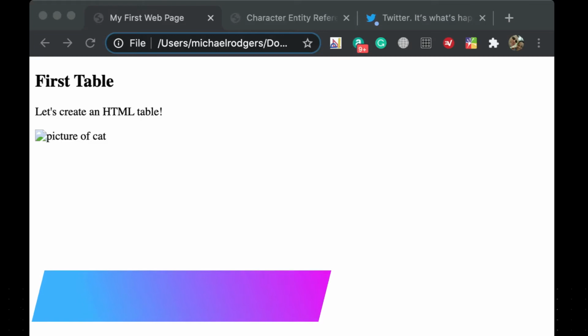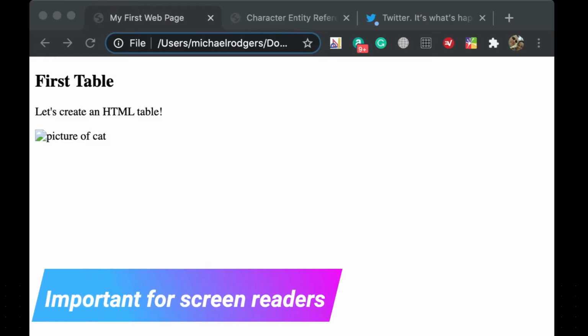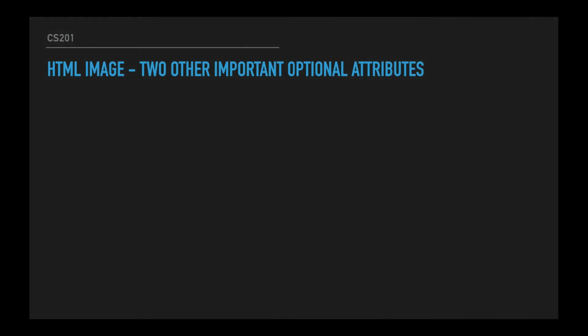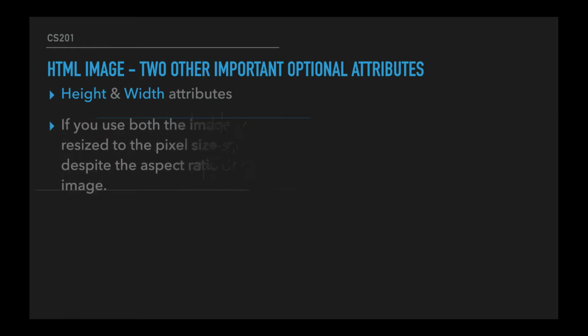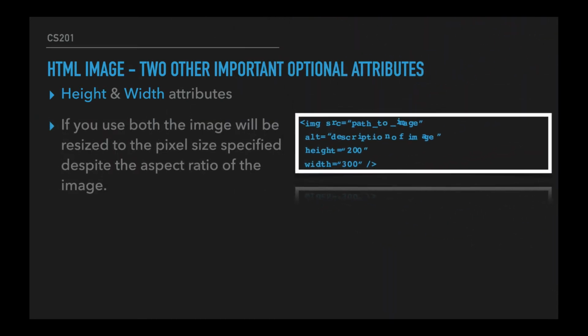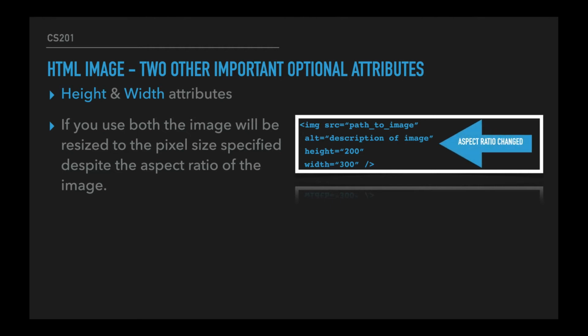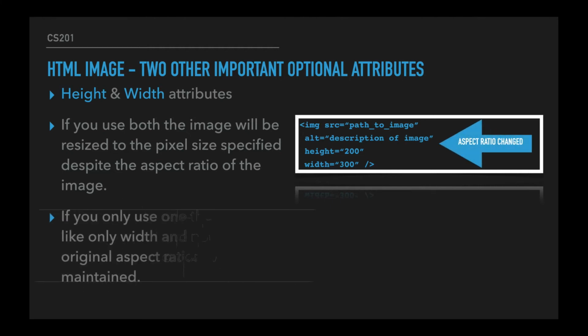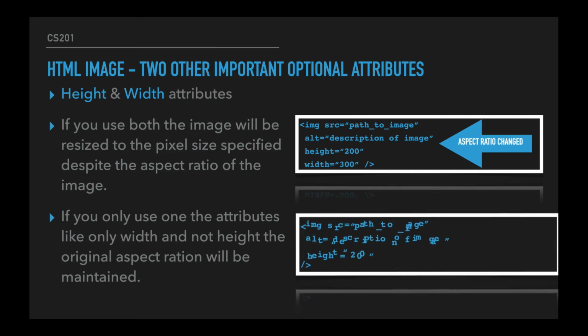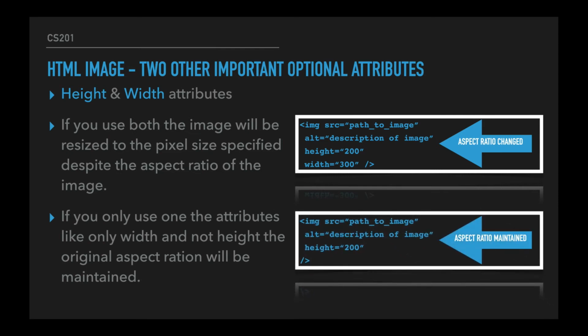Alt attributes are also important for those who are visually impaired. It offers an alternative way to describe what is there when they can't see it. Now, there are two other important optional attributes, and these are the width and the height attribute. If you use both, the image will be resized to the pixel size specified, despite the aspect ratio of the image. If you only use one attribute, like only the width and not the height, or only the height and not the width, the original aspect ratio will be maintained.